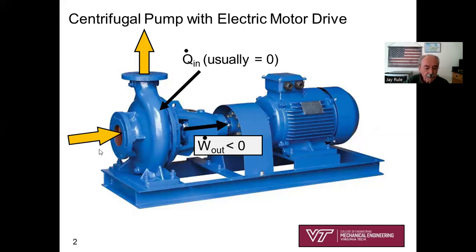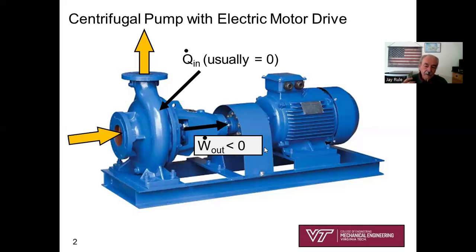What else have I shown here? Of course, this is an electric motor-driven pump. This is the casing of the pump. The liquid is going into the pump, sort of into the center of the pump, and coming out either through the top or a side. But you get the idea that it's coming in one inlet, one outlet. Notice here how I have shown the drive shaft of the pump. I've shown the arrow going out, but I've labeled W dot out as less than 0.